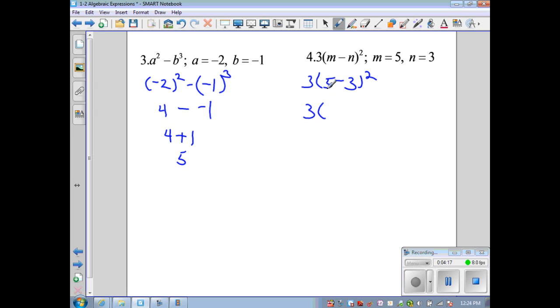I have to take care of the grouping symbol first. 3 times 5 minus 3, which is 2, squared. Now I have an exponent, so I have to take care of my exponent before I can multiply. 3 times 2 squared, which is 4. And finally simplify 3 times 4 to 12.